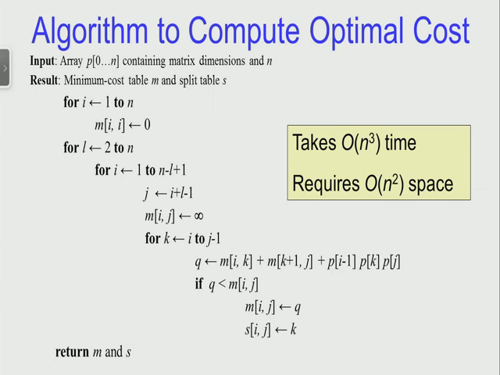The algorithm is as follows. It has 4 for loops. The first for loop is an initialization phase where the diagonal entries are all initialized to 0. This is natural because the diagonal entries store the value 0 to denote the fact that there is no matrix multiplication involving a single matrix.